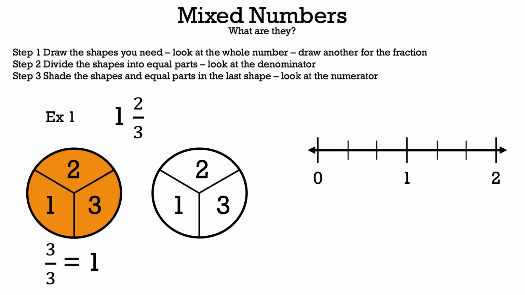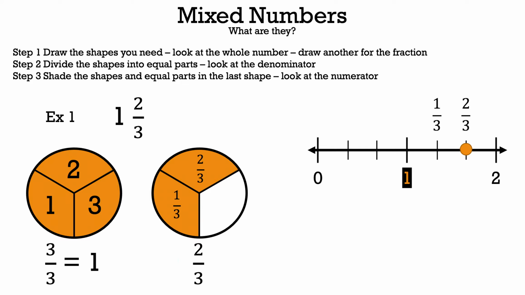Now we're going to go ahead and start shading. We're going to shade one whole one because of the whole number 1. And now we're going to shade two parts because of the fraction 2/3. Now we're going to change the shaded parts of the last circle into a fraction so it'll be easier to write on the number line. And now we can start at 1 because of the whole number. And now we're going to count by thirds. So 1/3 and 2/3. And there we go. And that's where 1 and 2/3 is.